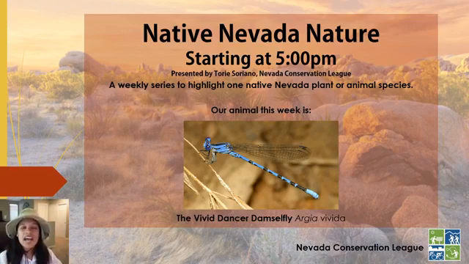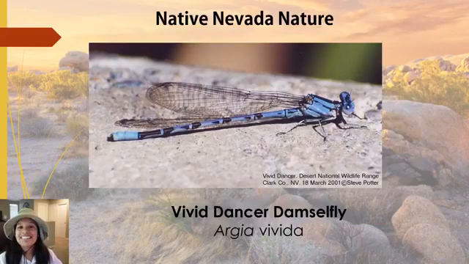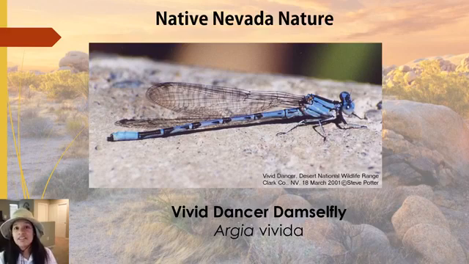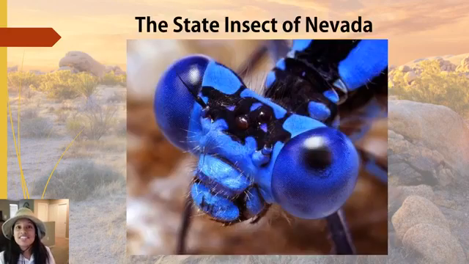But this week, I'm going to be teaching you about the vivid dancer damselfly, also known by its scientific name, Argia vivida. Argia being the genus, vivida being the species. And if you didn't know this already, the vivid dancer is actually the state insect of Nevada. Who knew?